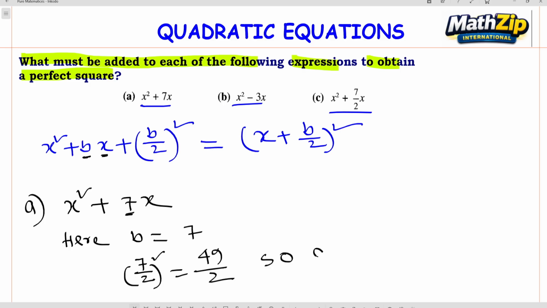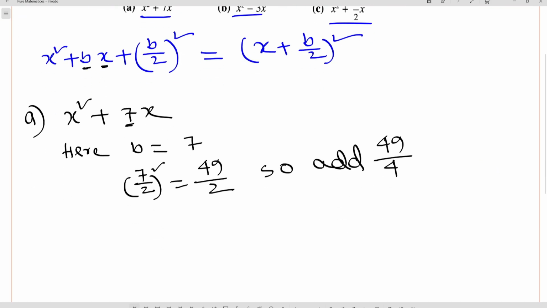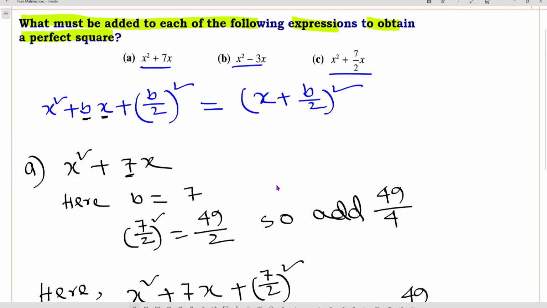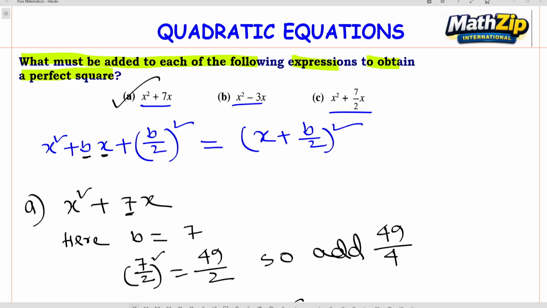So add 49 by 4. In this case we can write here x square plus 7x plus, once we add this (7 by 2) square, we will get (x plus 7 by 2) whole square. Okay, so our answer, we will add (7 by 2) square, it means 49 by 4. So number A done.